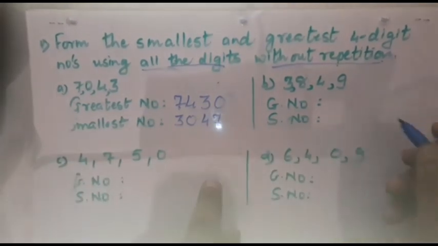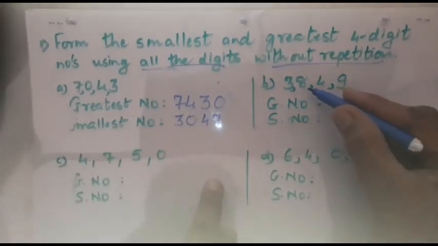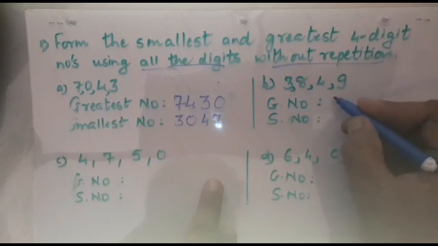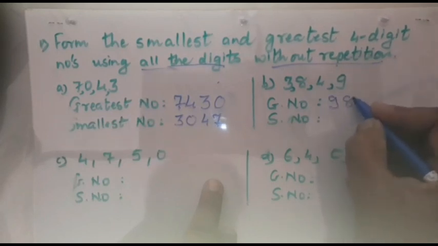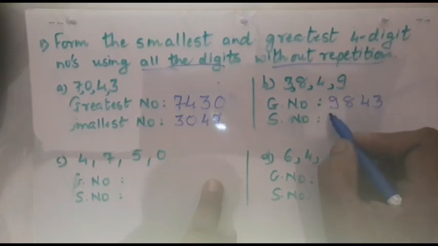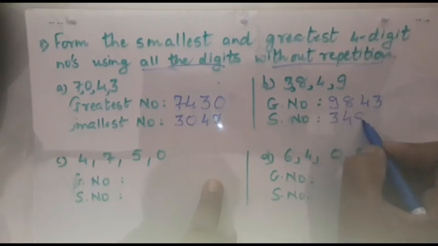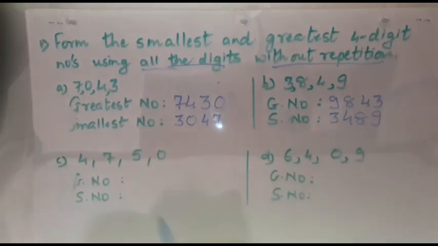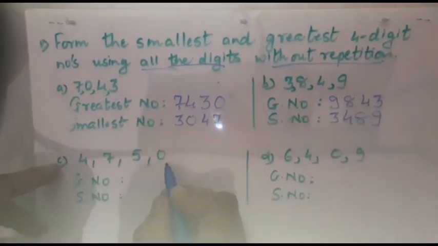Let's go for the second example. 3, 8, 4 and 9. So the greatest number is 9, 8, 4, 3. The smallest is 3, 4, 8 and 9. Here in the next one, 0 is there, so we need to take care.